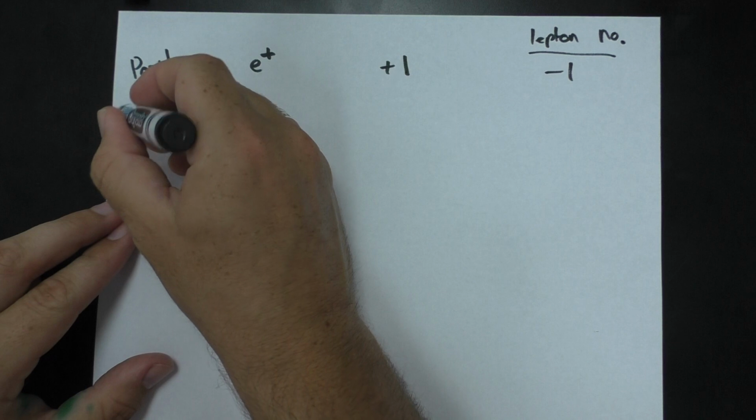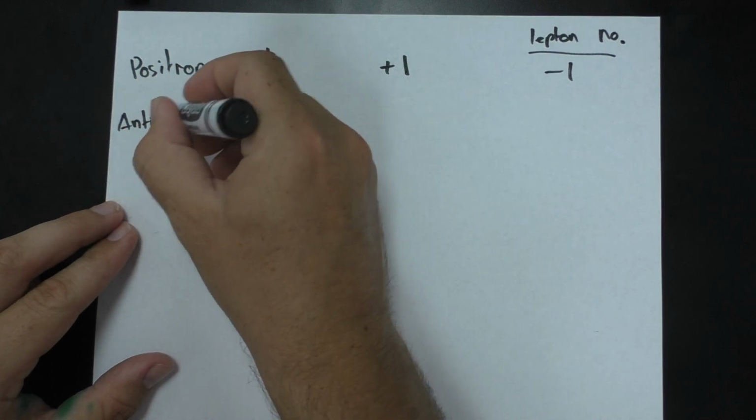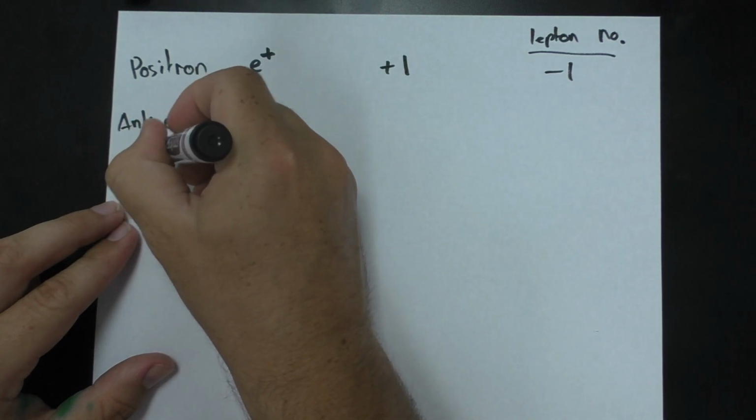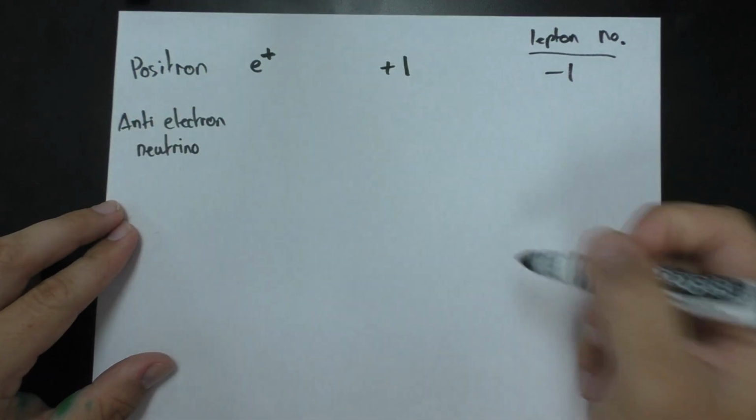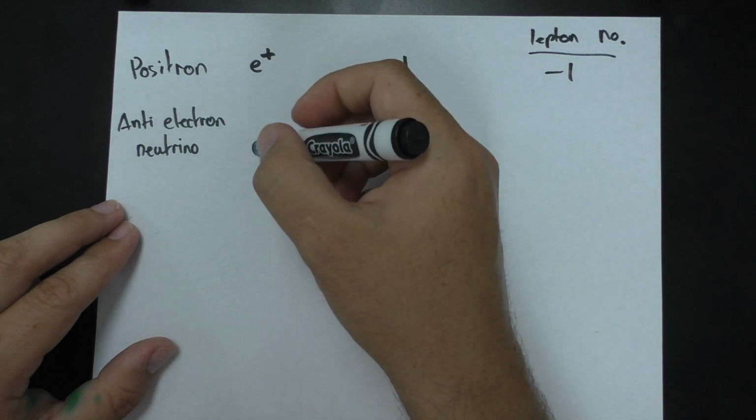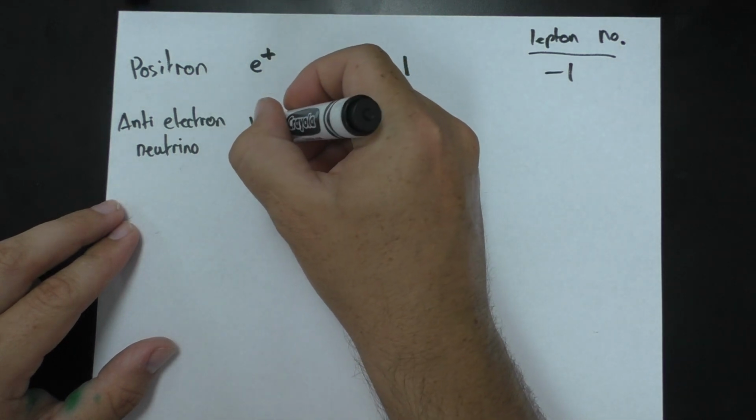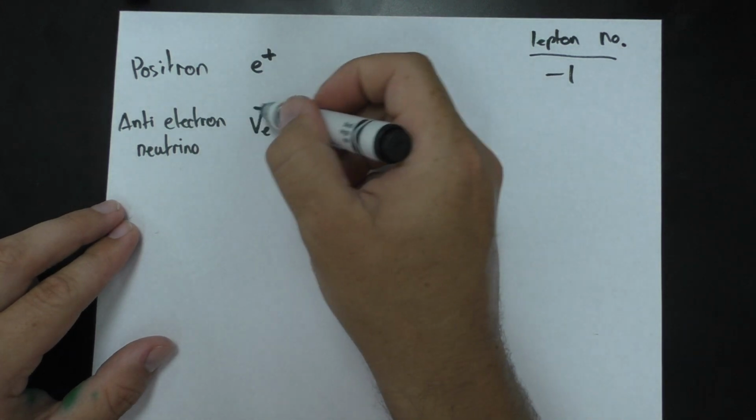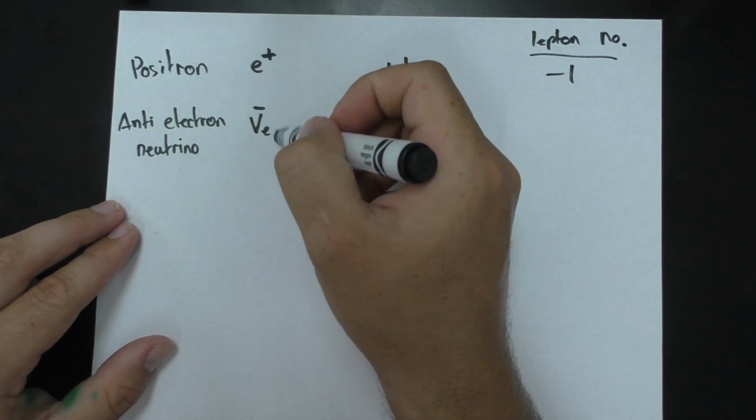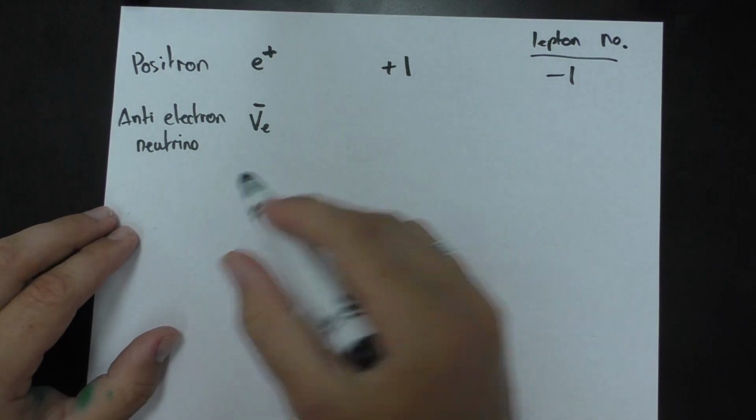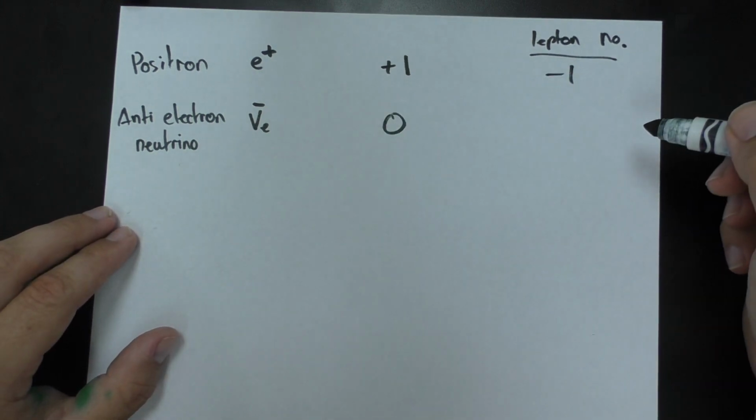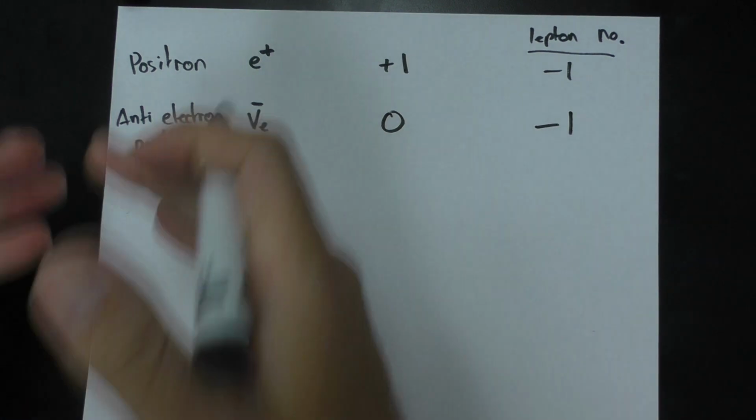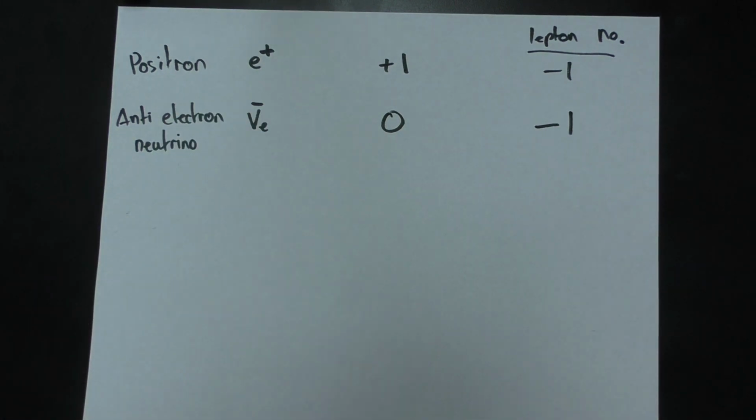What about an electron neutrino? An antielectron neutrino. Well, let's put the symbol in here. So, follows the same convention as before. We just put the bar over the top, so ν-e bar. So, it's neutral, charge is 0. Lepton number, yep, you got it, -1. And the rest of the particles follow suit with that.